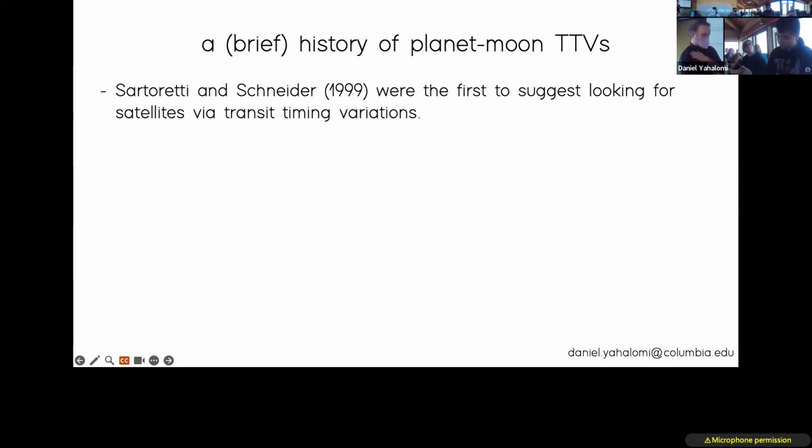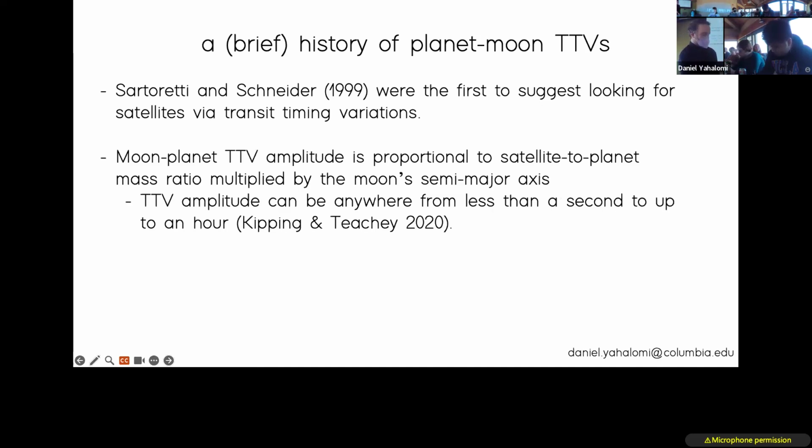Okay, so let's start with a brief history of planet-moon TTVs. The first suggestion of looking for satellites via TTVs was in a paper in 1999 by Sartoretti and Schneider. A moon-planet TTV amplitude is proportional to the satellite-to-planet mass ratio multiplied by the semi-major axis of the moon's orbit. So the further the moon gets, the larger the signal, and the larger the moon gets, the larger the signal.